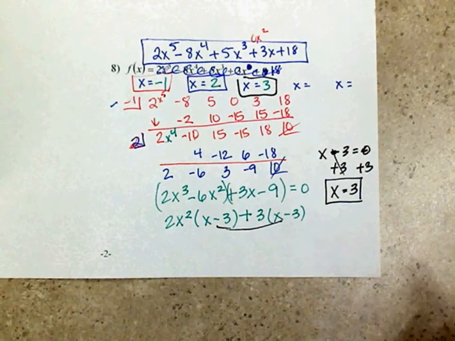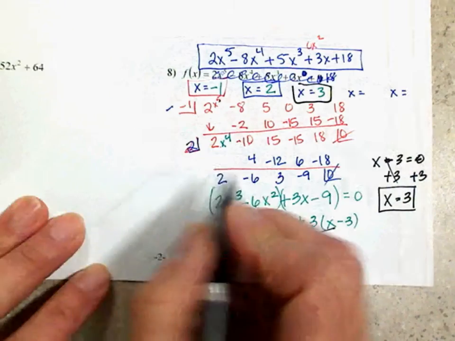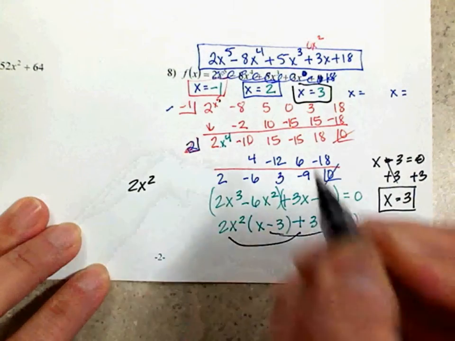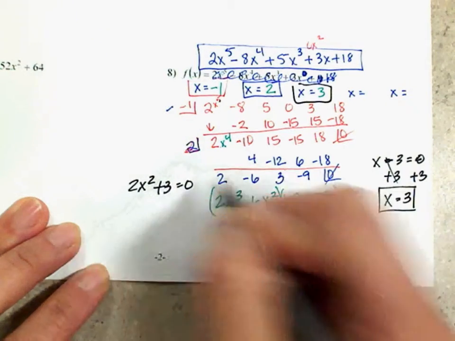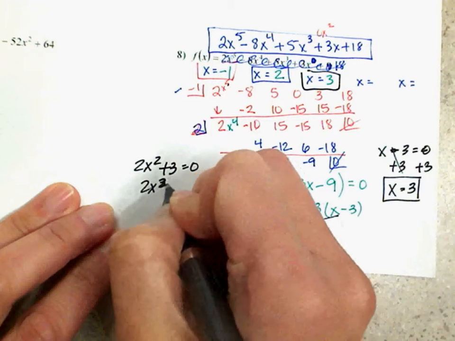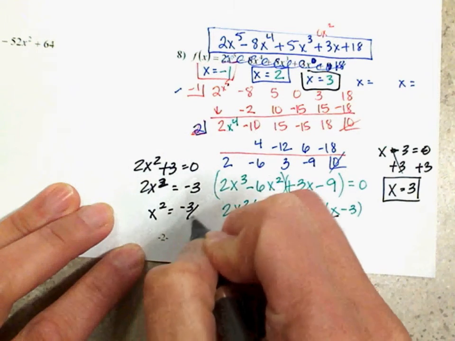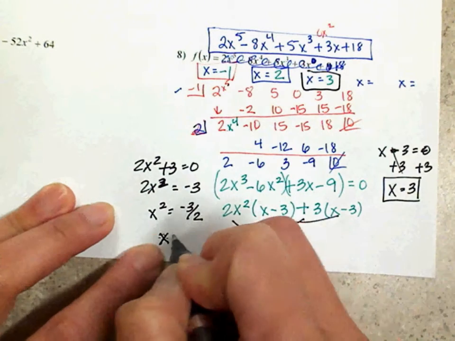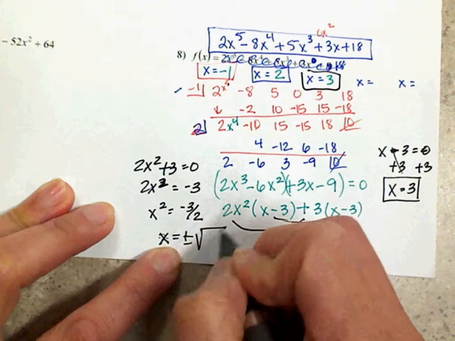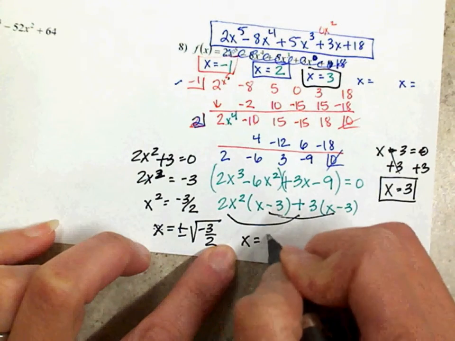So I'm going to come over here and do this. 2x squared plus 3, set that equal to 0. Subtract 3, divide by 2, take a square root, and when you square root, you have 2 answers. Okay? Bring out your i, and there you have that answer.